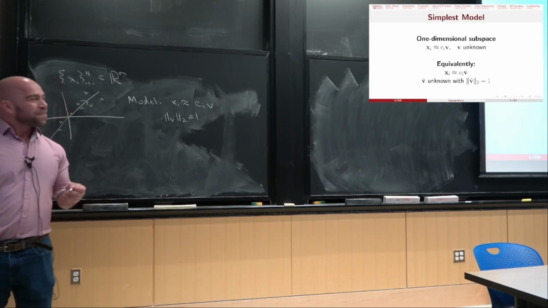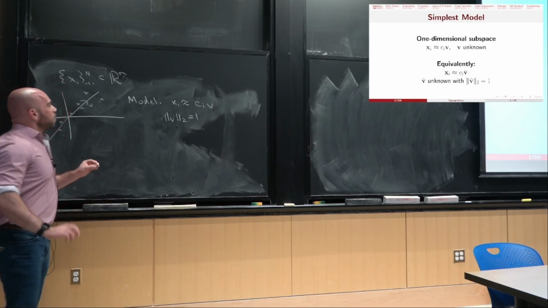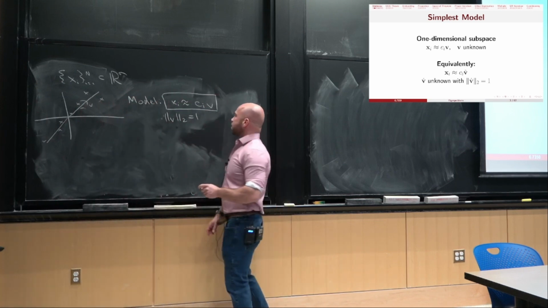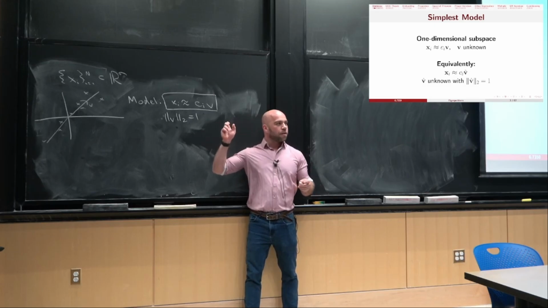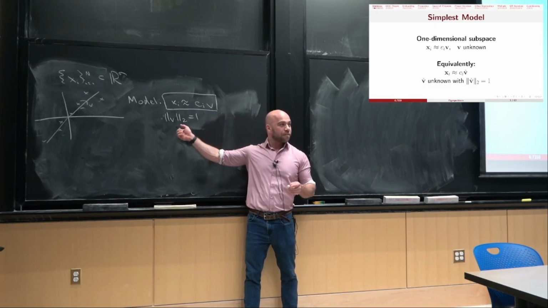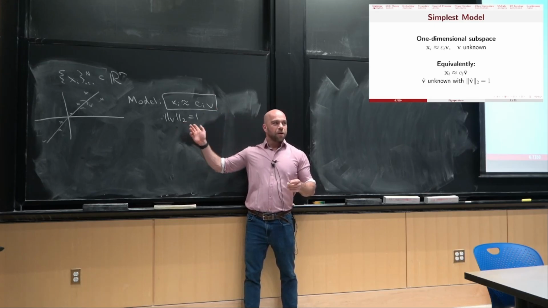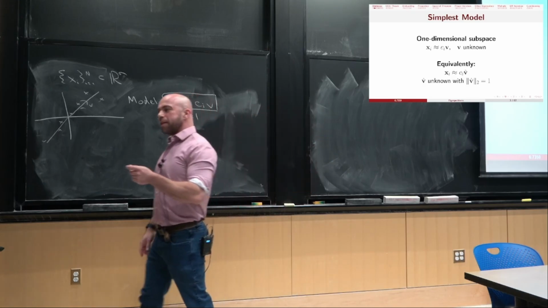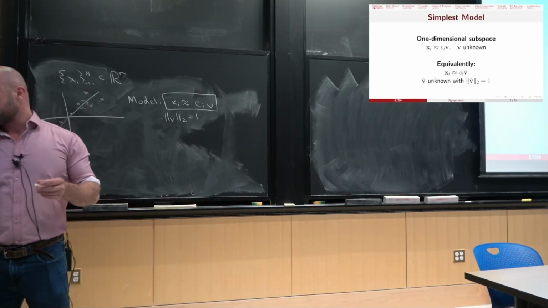Okay. So here's our model. We expect each xi to look roughly like some unknown ci times v. So at least so far, we've got two sets of variables, the c's and the v's. And we're trying to find the v that best explains our data. And so the question is, how can we model this using an optimization problem?